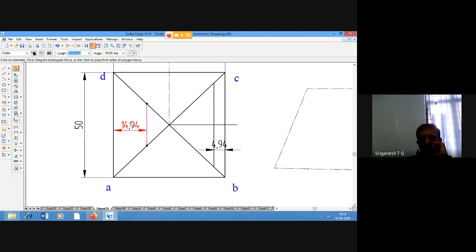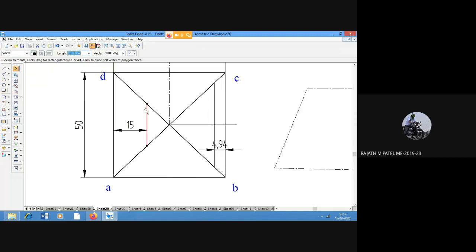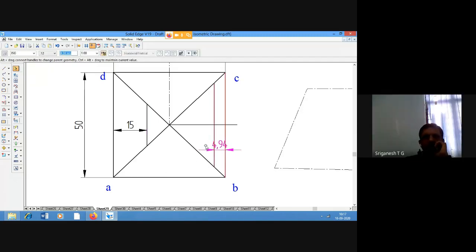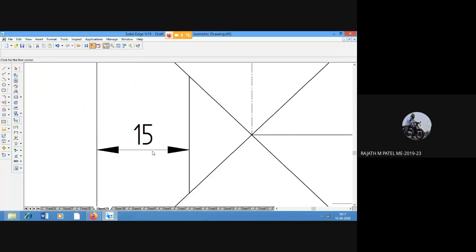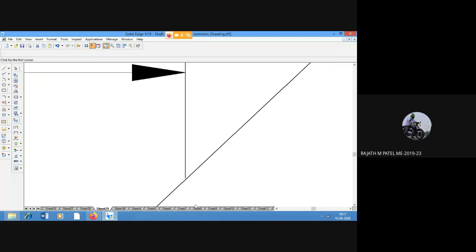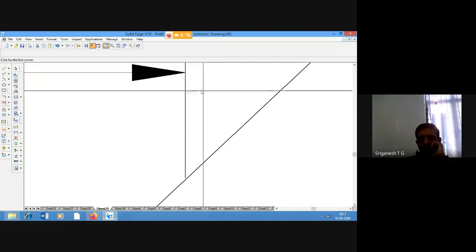Right. Distance 15 mm. Let me see what this is. This line should be 20 mm. Sir, 5. Okay, let me see for 5 distance. Okay, here almost, yes, there's a very small gap.